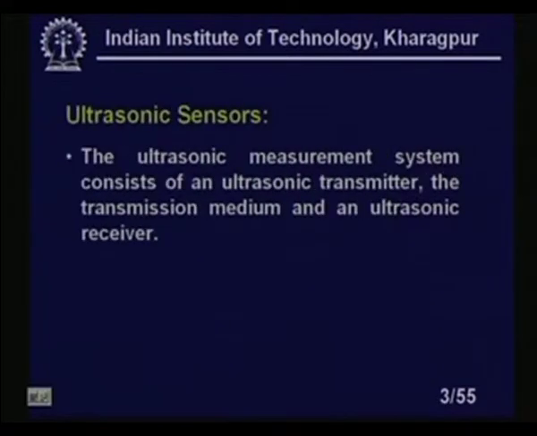If I look at the ultrasonic measurement system, it consists of an ultrasonic transmitter, the transmission medium and an ultrasonic receiver. Whenever there is an ultrasonic sensor, there must be a transmission medium, as we will see later on. Ultrasonic is a very poor transmission in air. So there must be some medium, might be water, steel, some alloy and so on. Ultrasonic signals transmit extremely well in such media, because ultimately we need some receiver where the signal will be received.